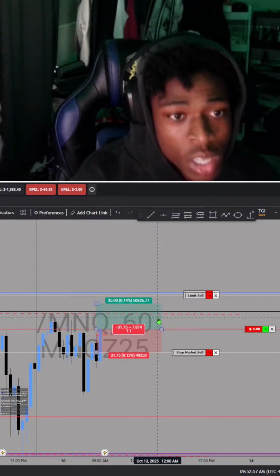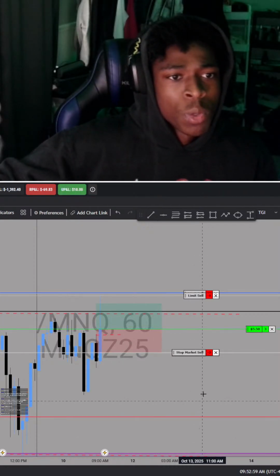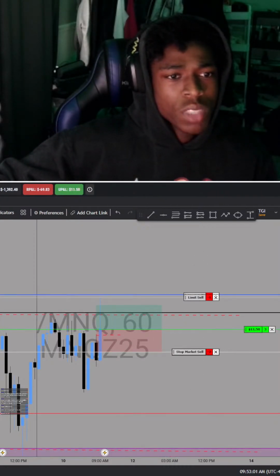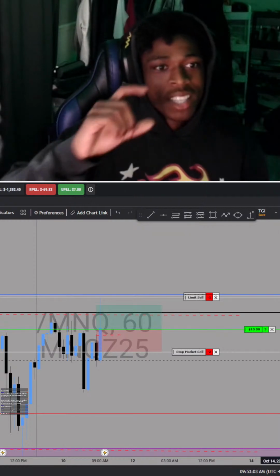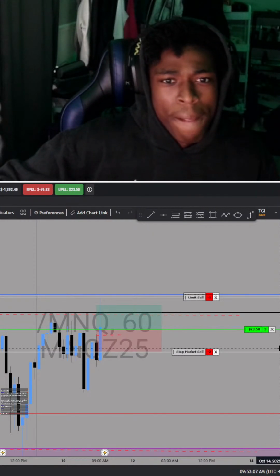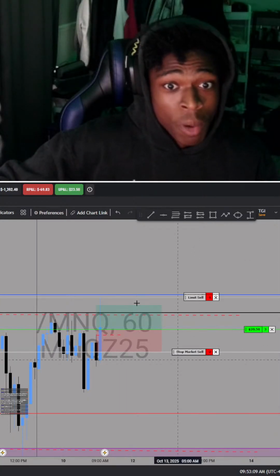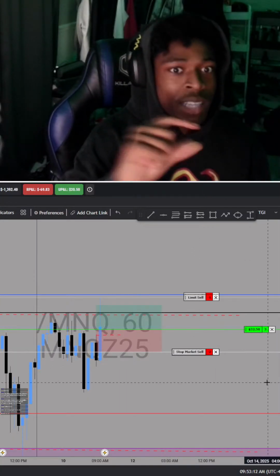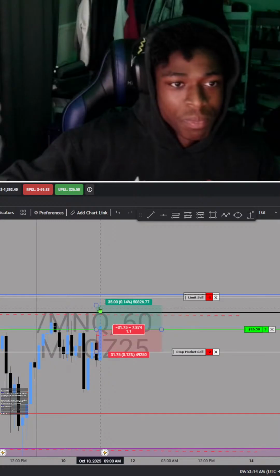60 points at NQ? Yeah, they were looking for 60 points with a 30-point stop. They're on Forex spread, so 60 points is a lot. 60 points on my spreads is like this big. It's nothing for them.